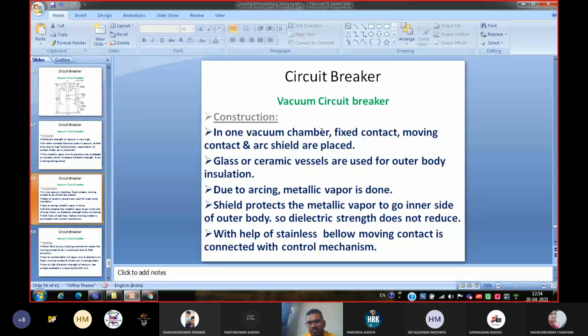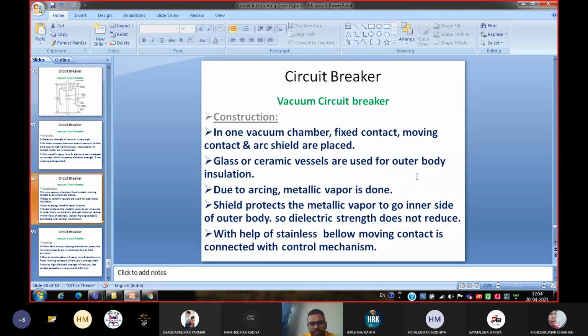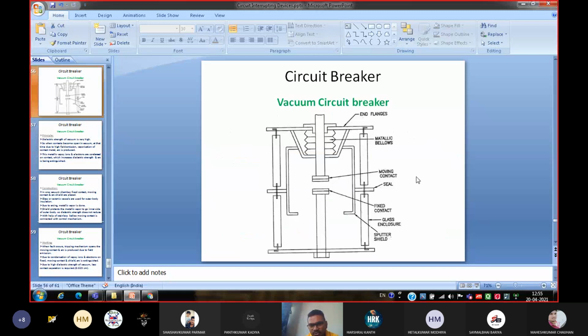Glass or ceramic vessels are used for outer body insulation. For outer body insulation we have to use a glass or ceramic body, for insulation purposes. In this vacuum circuit breaker, when arcing occurs, at that time metallic vapor is produced. The shield prevents the metallic vapor from going to the inner side of the outer body, so the dielectric strength does not reduce. This is the arc shield.